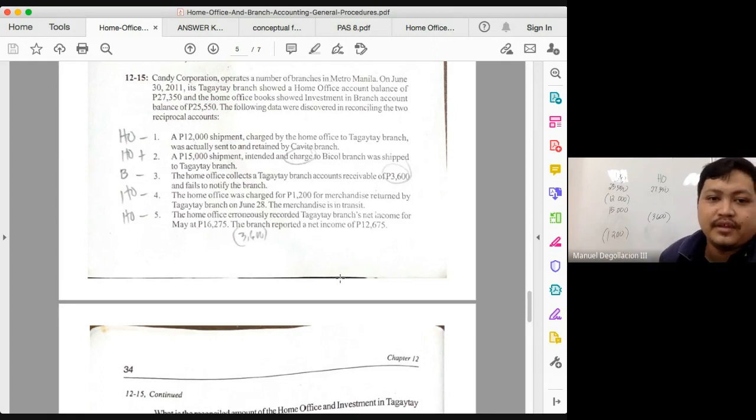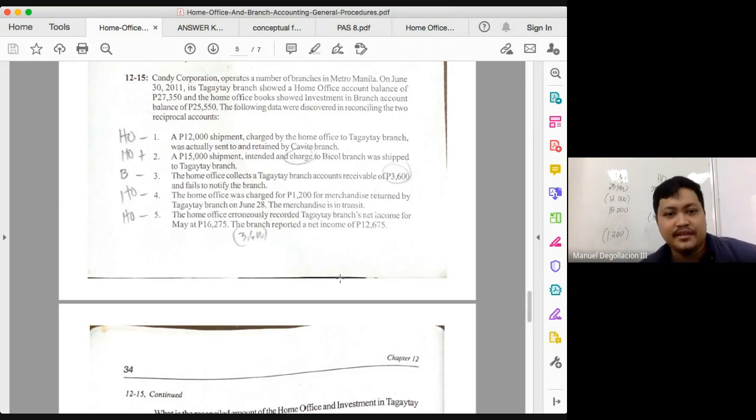Number five, the home office erroneously recorded branch income of 16,275. The branch reported a net income of 12,675. What entry was prepared by the branch? Debit, income summary, and credit, home office in the amount of 12,675. And that's the correct entry. Did the home office prepare an entry? Yes, but for the wrong amount. What entry was prepared by the home office? Debit, investment in branch, and credit, branch income in the amount of 16,275.